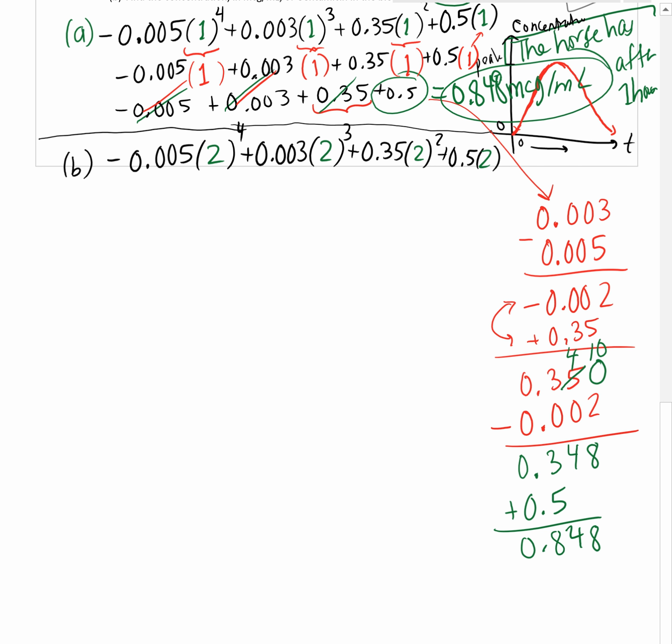And let's see, it's going to be a little more complicated to simplify the second one, because in the last one we had 1 to a bunch of powers, that's always 1. But here, 2 to a bunch of powers is not always 2. So I have 2 to the 4th power, 2 times 2 times 2 times 2 is 16. And then 2 to the 3rd power, 2 times 2 times 2 is 8. 2 to the 2nd power is 4. And of course 2 to the 1 power is 2, so that stays the same. The next step is to multiply the coefficients by each of these blue numbers that I just wrote, the ones that resulted from the exponents.